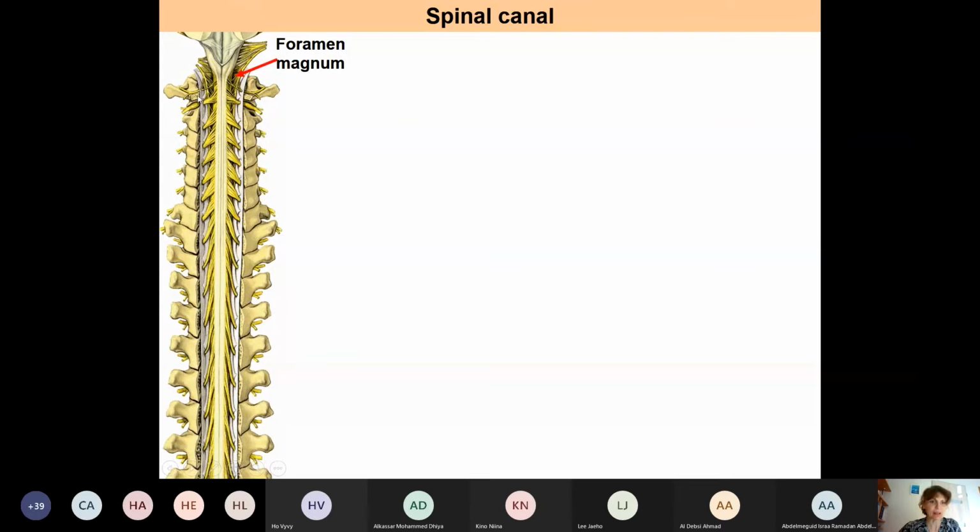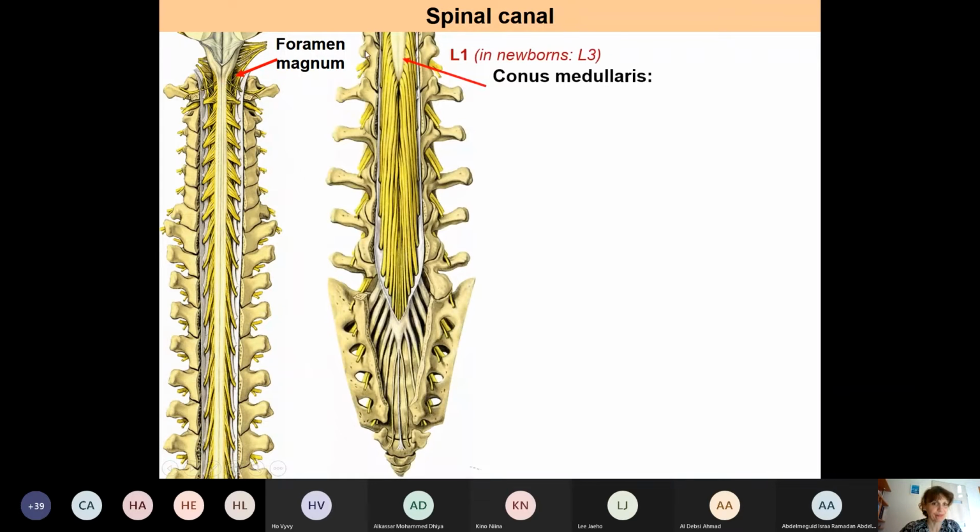Then if we open the spinal canal from the dorsal side, as you can see in the picture, you can see the content. So naturally the spinal cord is located here inside of the canal. The spinal cord starts from the medulla oblongata at the level of the foramen magnum. So below the foramen magnum it starts, and you can also see in this next picture that it terminates at about the level of vertebra L1, in newborns a little bit deeper, L3.